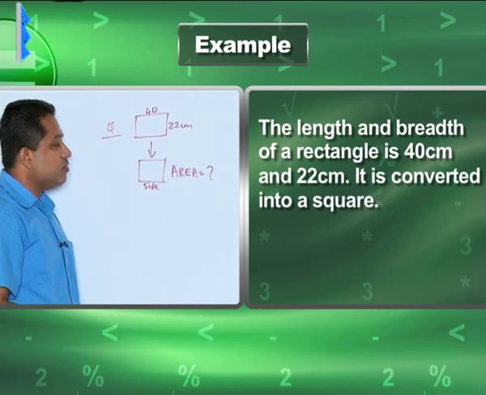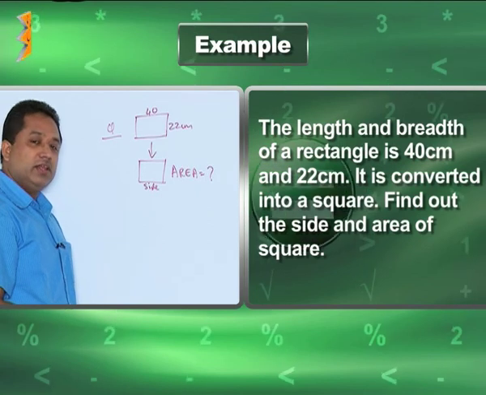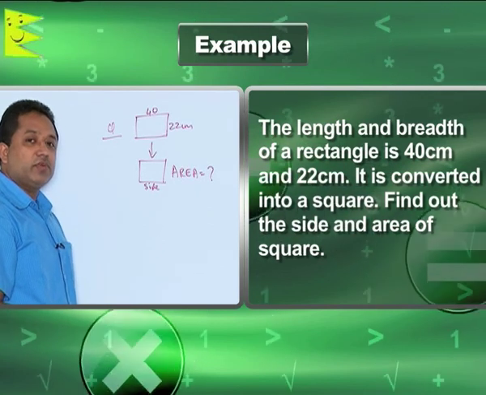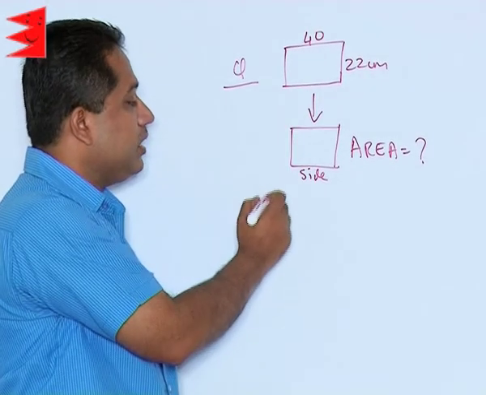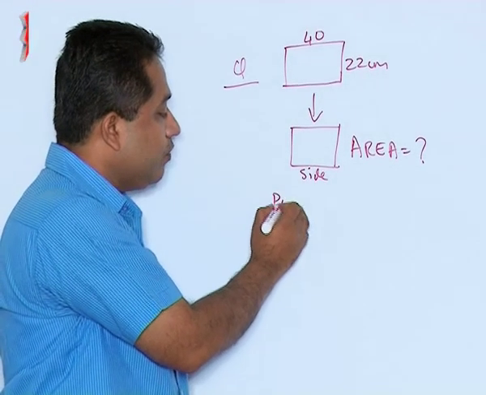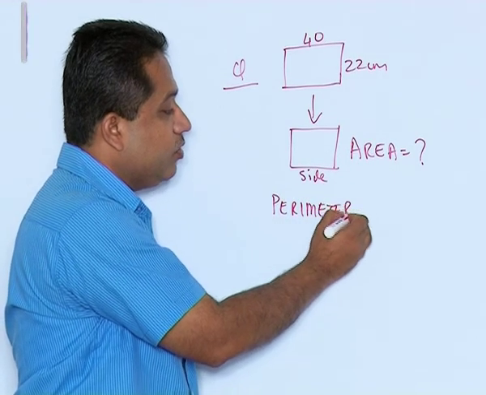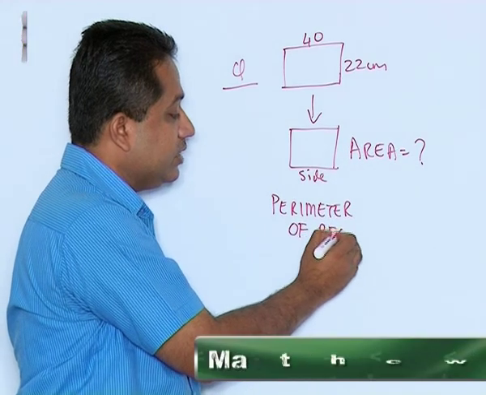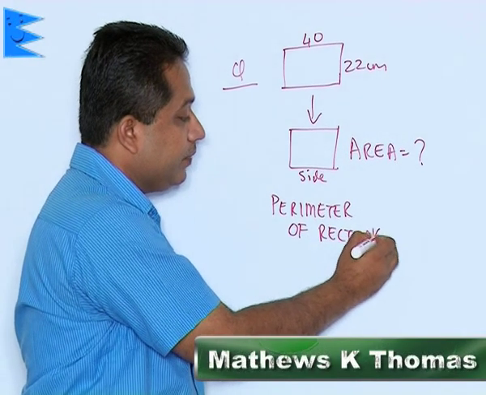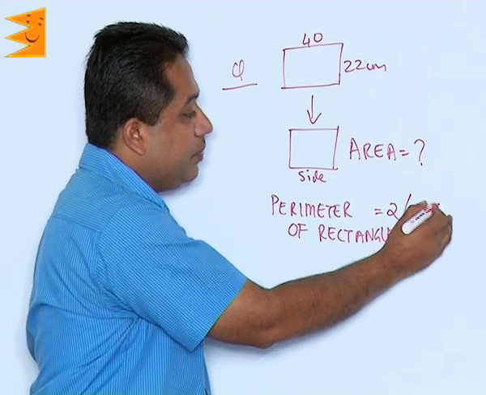Now, there are two parts to the question. The first part is find out the side of the square, and then we have to find out area of the square. So, first thing is to find out the perimeter of the rectangle. Now, to find the perimeter of the rectangle, as discussed, we are going to use the formula of perimeter of a rectangle, that is 2 bracket L plus B. So, here we get 2(L + B).